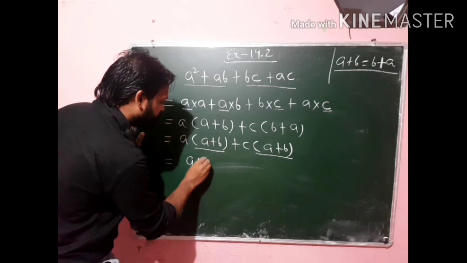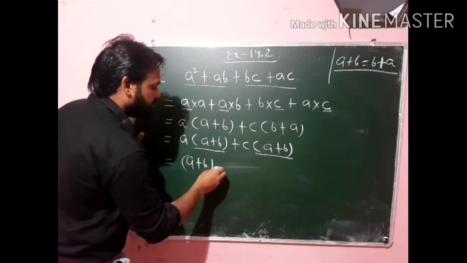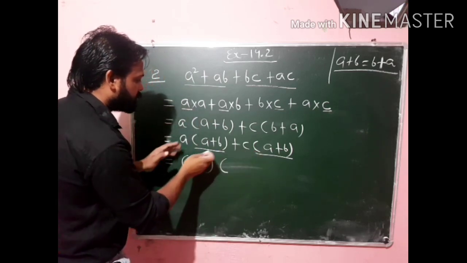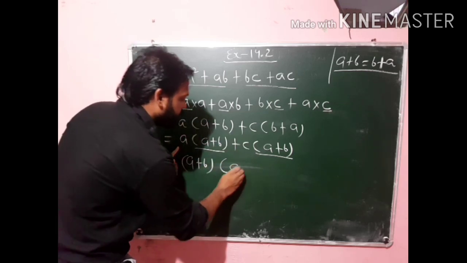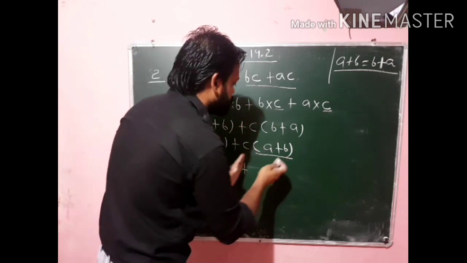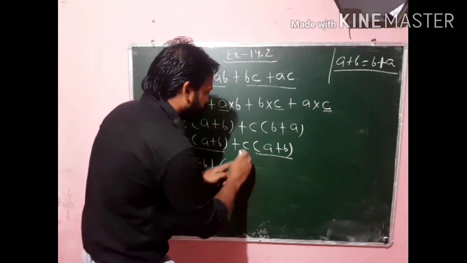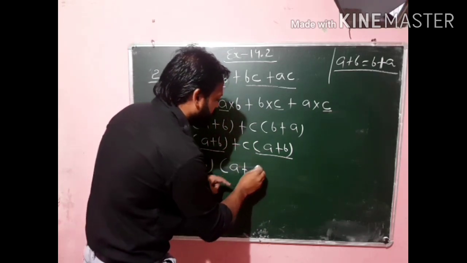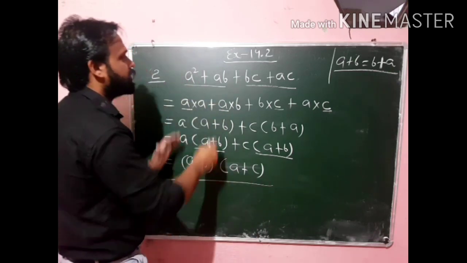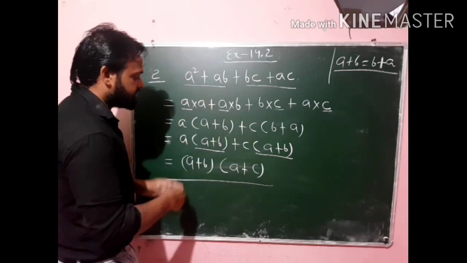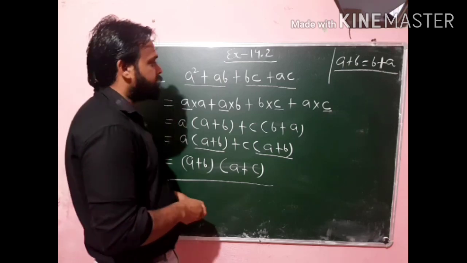So take this a plus b common again, and how many terms are now inside the bracket? As I had already taken a plus b common, a is left in the bracket, and as I had already taken a plus b common, only the plus sign stays as it is, so only c is left in the bracket. So these two factors are of this algebraic expression. So this is the answer. I hope it is clear to you.